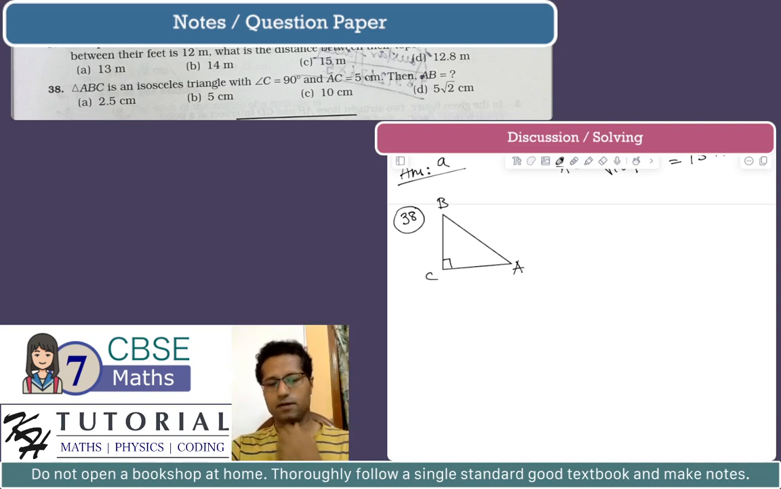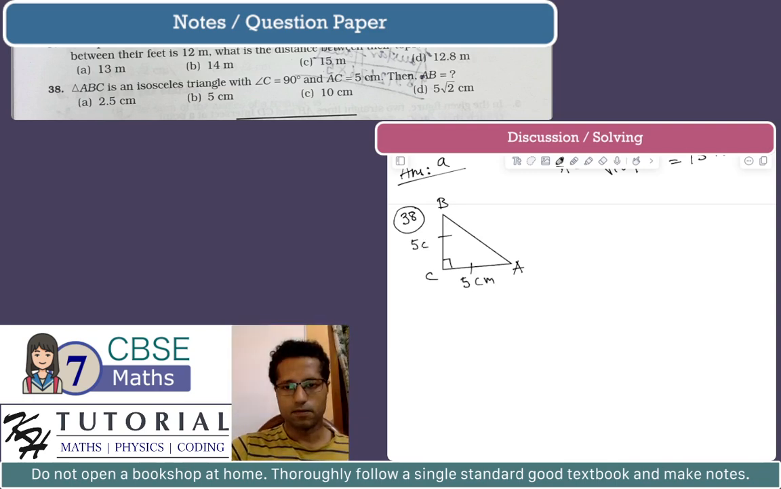It's an isosceles triangle. Now you must note that in an isosceles right angle triangle, the two equal sides are the arms. The hypotenuse cannot be one of the equal sides, because we know that in a right angle triangle the hypotenuse is always greater than the two arms. So it cannot be equal to any arm. So definitely the two arms are equal. So this means AC is equal to BC and AB is the hypotenuse. AC is given to be 5 centimeter. So definitely BC will also be equal to 5 centimeter.